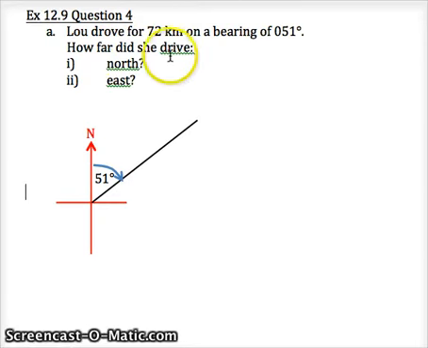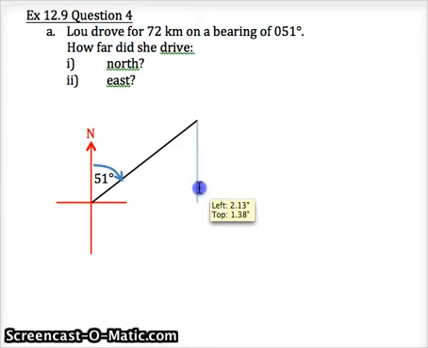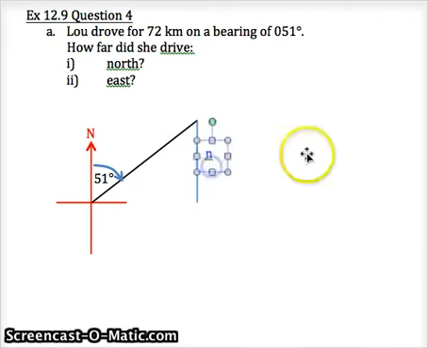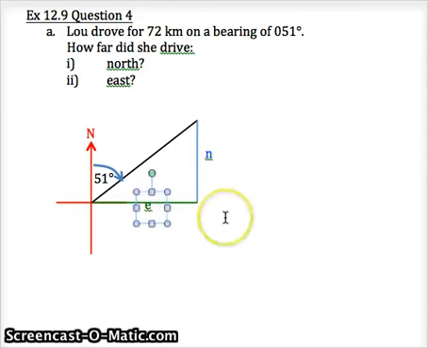And the question is, how far did she drive north? Now we can see from where Lou started that she is actually northeast. So what we'll do, we'll put those lines in. So Lou has driven across there, but that is actually northeast from where she started here. So we'll put this line down there, and that would be the distance that Lou has travelled north. So I'll just put an N there. And then I'll complete the triangle by putting this green line across here. So this is the distance along here that Lou would have travelled east. So I'll just put a little E there.